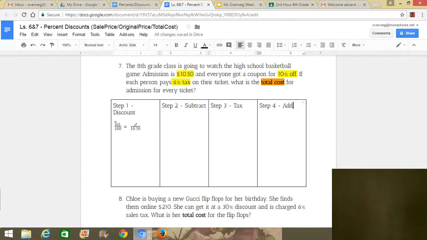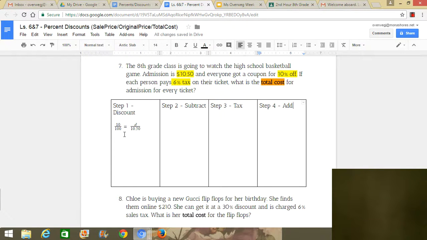I want you to make a fraction. This is our percent fraction of 10 over 100. That stands for 10% off. We're finding the discount, so little d goes on the top, and the price of our item, which is our admission ticket of $10.50, goes in the denominator.